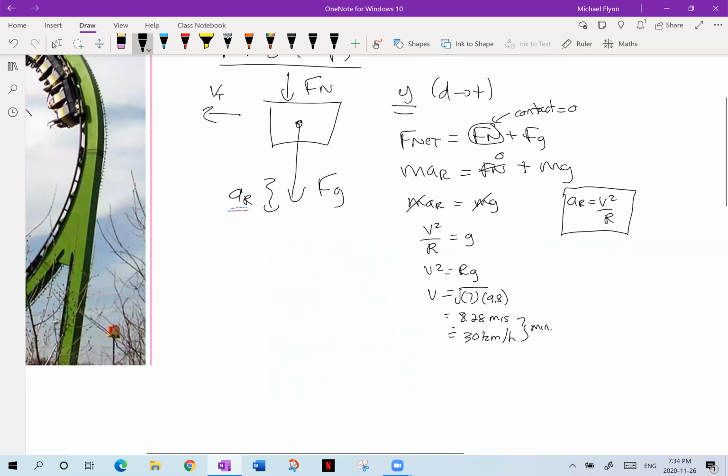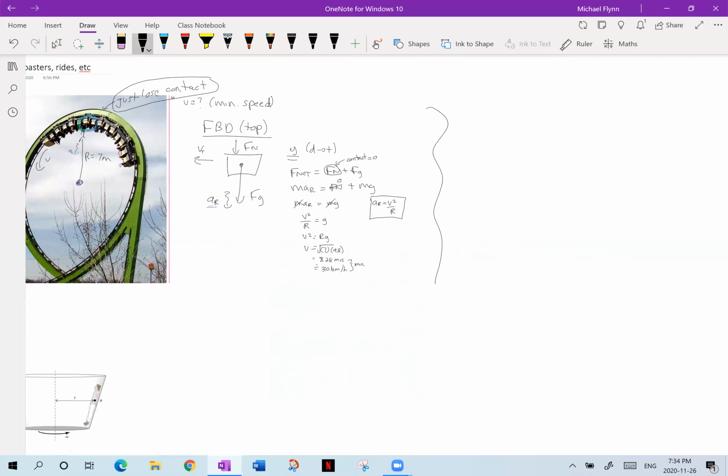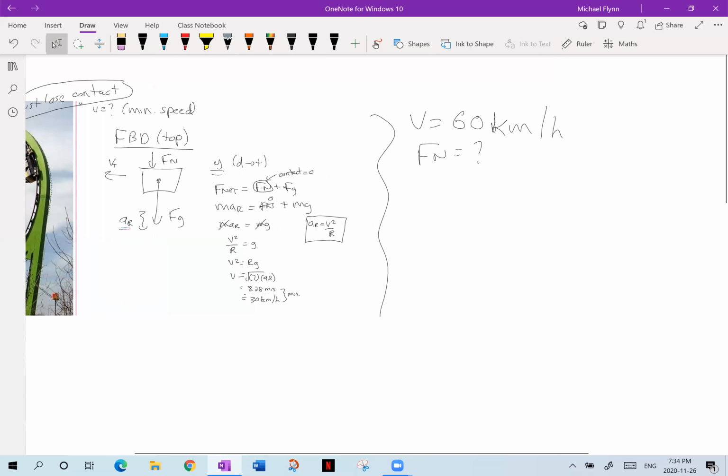Now, if you go faster than that, let's do another question now. So right next to this, we're going to get a completely new question. Let's increase the speed. Let's say we're going way faster than we need to. Let's say we're going 60 kilometers per hour, twice as fast, okay, as we need to go here. At 60 kilometers per hour, what will be the normal force? Okay, on the person. So sometimes you get a question like they're sitting on a scale. What will the scale say? Well, the scale reads the normal force. So let's go ahead and do it.